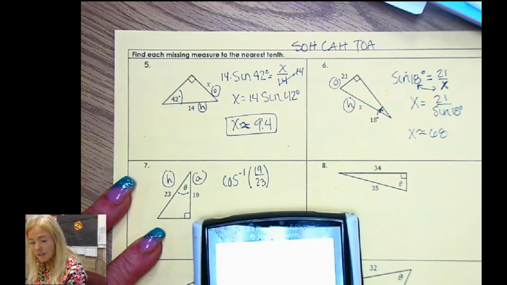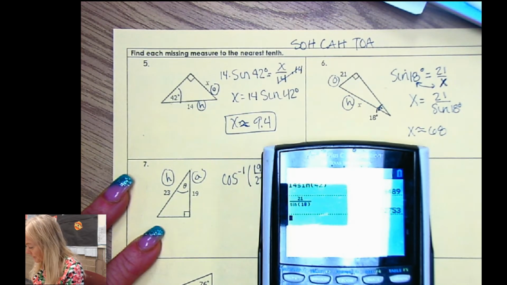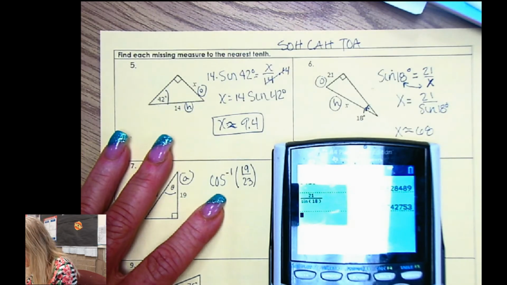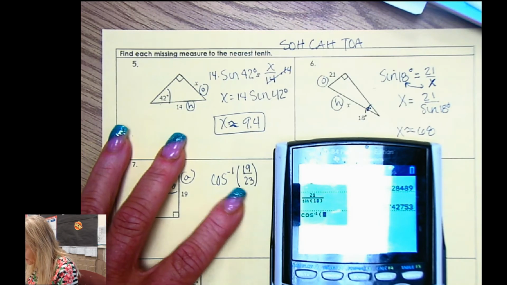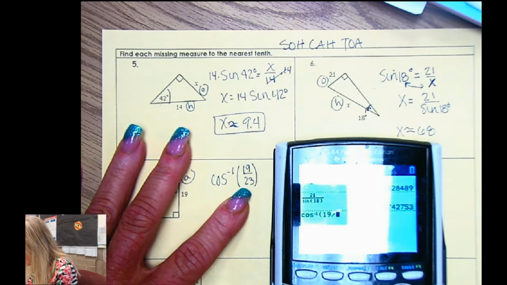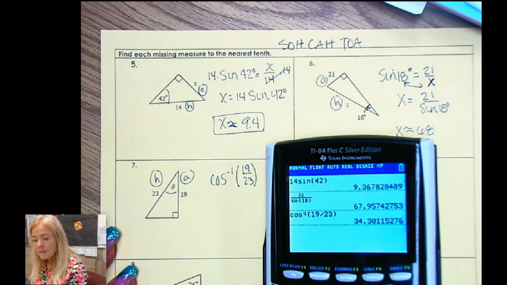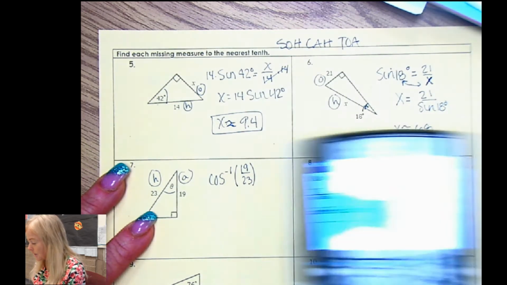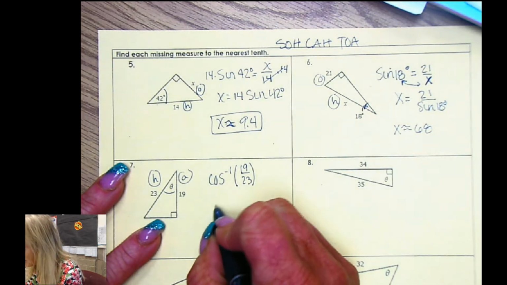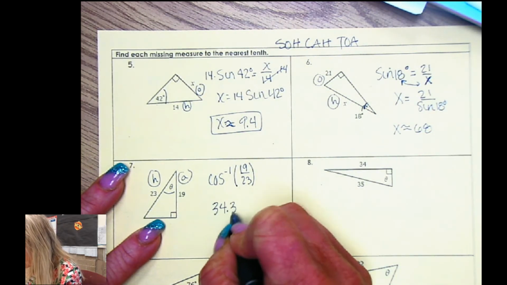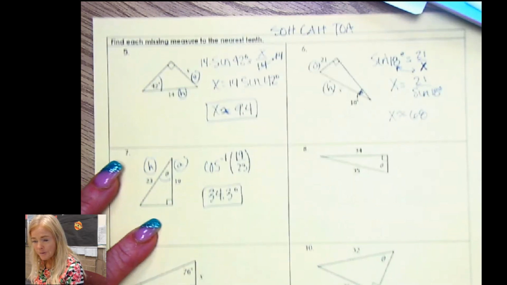In the calculator, we just do second cosine to get the cosine inverse, 19 divided by 23. And that is 34.3. Just type it in like that, 34.3, and that's the nearest tenth, but remember this is in degrees because we're talking about angle measure.